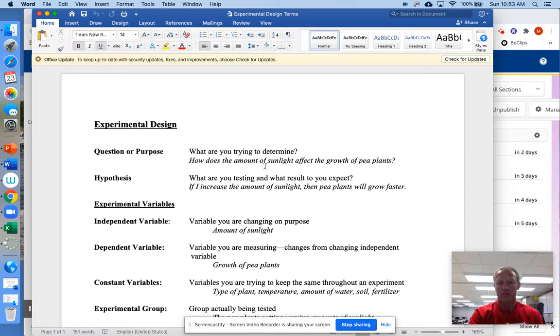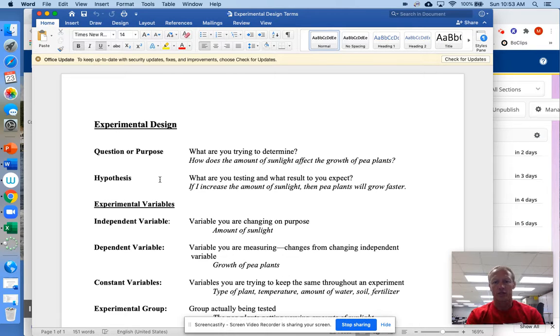Okay, so you want to have in your question or purpose what you're measuring and be as specific as possible. You only want one thing you're trying to test. So we're not testing sunlight, we're not testing water, we're not testing fertilizer, we're not testing different types of plants. There's one thing, sunlight on pea plant growth.